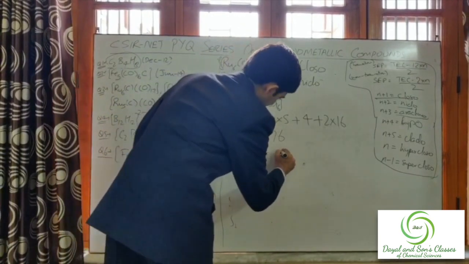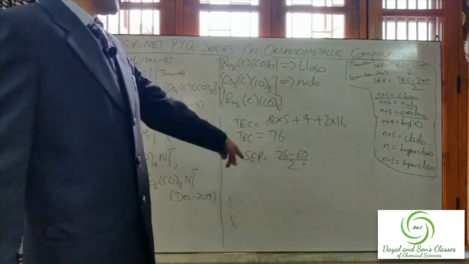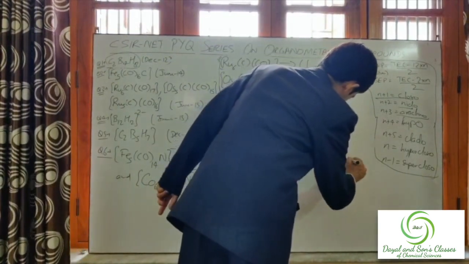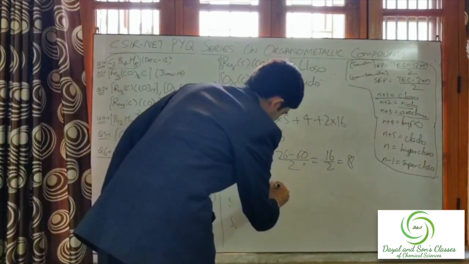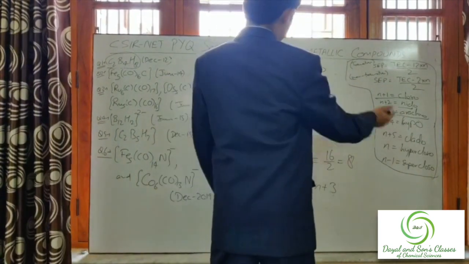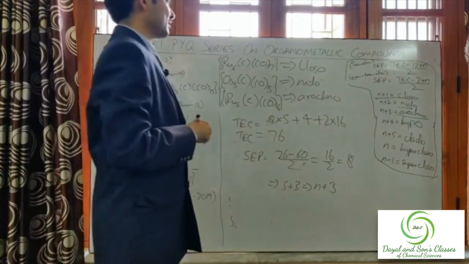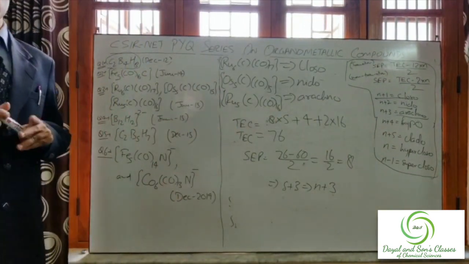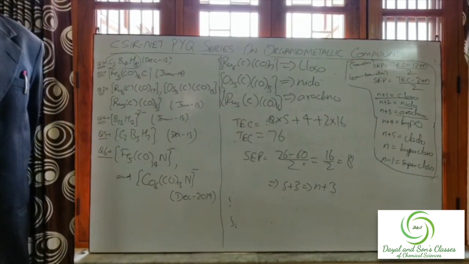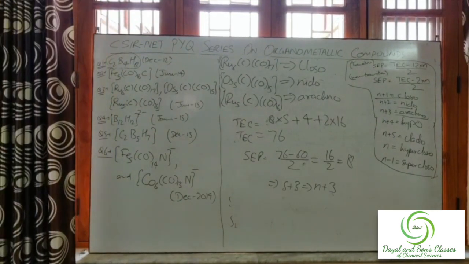SEP will be equal to 76 minus 60, 12 into 5, divided by 2. That will come out to be 16 upon 2, which is equal to 8, which means 5 plus 3, which means n plus 3, and n plus 3 is Arachno. So the first complex was Closo, second was Nido, and third was Arachno. I hope everything is clear now.